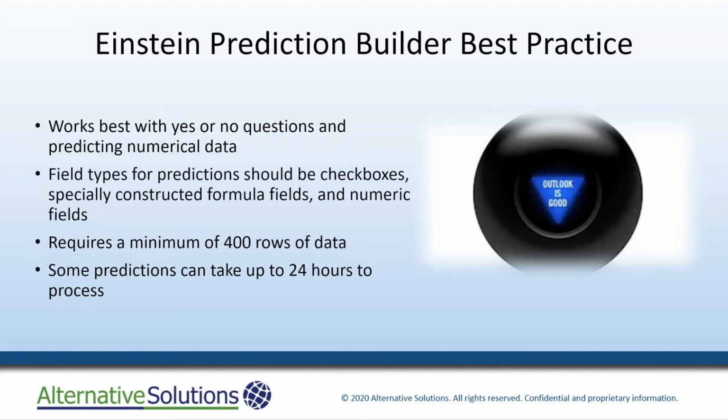The best field types for predictions are checkboxes, formula fields, and numeric fields. And the larger your data set, the more accurate your predictions will be. Also, just to be aware, some predictions can take up to 24 hours to process, depending on your data set. So let's take a look at a couple of case studies to see Einstein Analytics Plus in action.